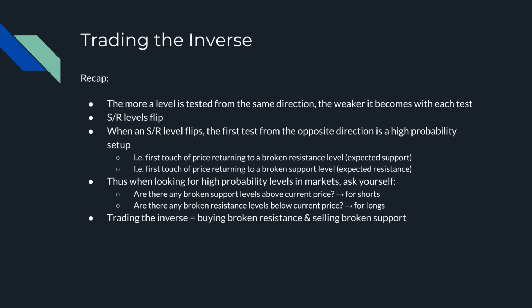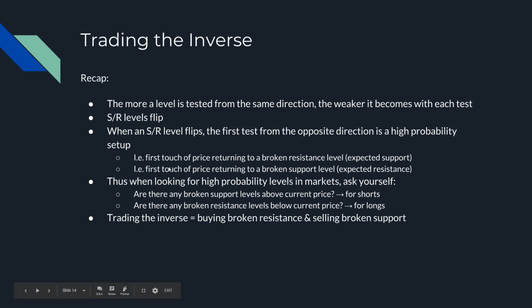So trading the inverse, what does it actually mean? Well, let's do a quick recap. The more a level is tested from the same direction, the weaker it becomes with each test. Clear. We also know that SR levels flip. Broken support will turn into resistance, and broken resistance will turn into support. So when an SR level flips, the first test from the opposite direction is a higher probability setup, as I covered in the dollar index example and the Litecoin example.